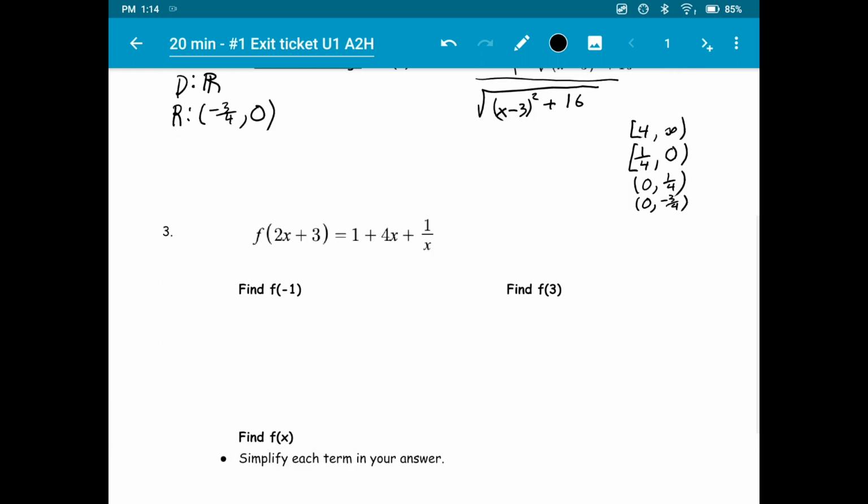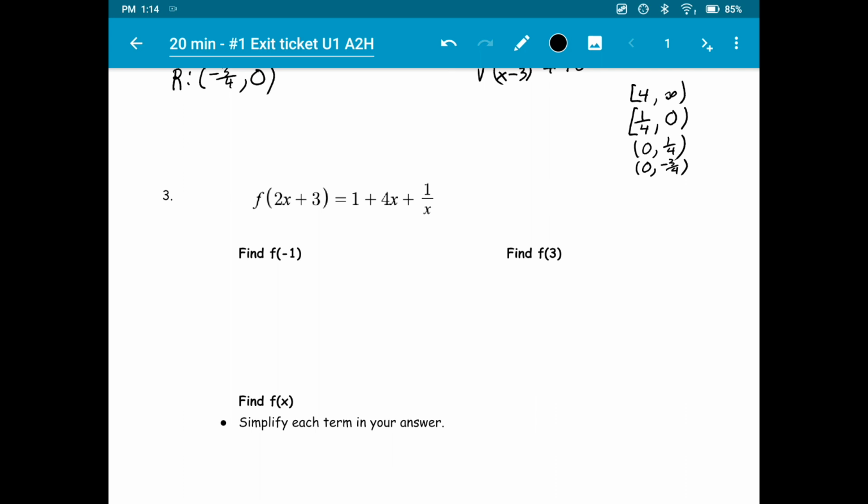Question 3 says to find f of negative 1. So for this, I plug negative 1 in for my x. And I get negative 2 plus 3, so I'm looking at f of 1. I'm plugging 1 into the equation, and that gives me 1 plus 4 plus 1 is 6.